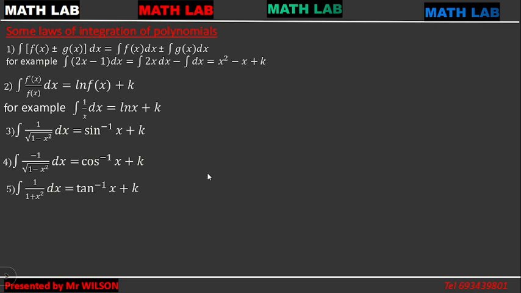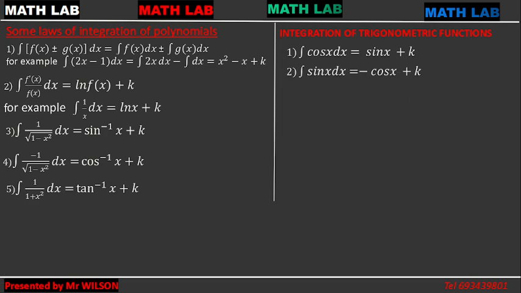So now let us take some other laws, but for trigonometric functions. In trigonometry we have: the integral of cos x dx equals sine x plus k. The second one says the integral of sine x dx equals negative cos x plus k. The third one says the integral of cos ax dx equals 1/a sine ax plus k. The other one says the integral of sec squared x dx equals tan x plus k.